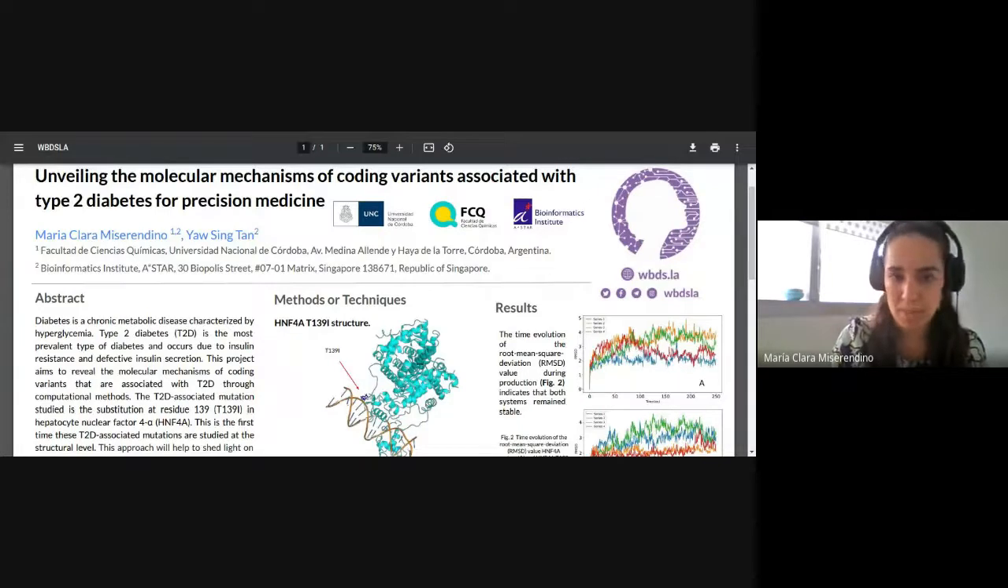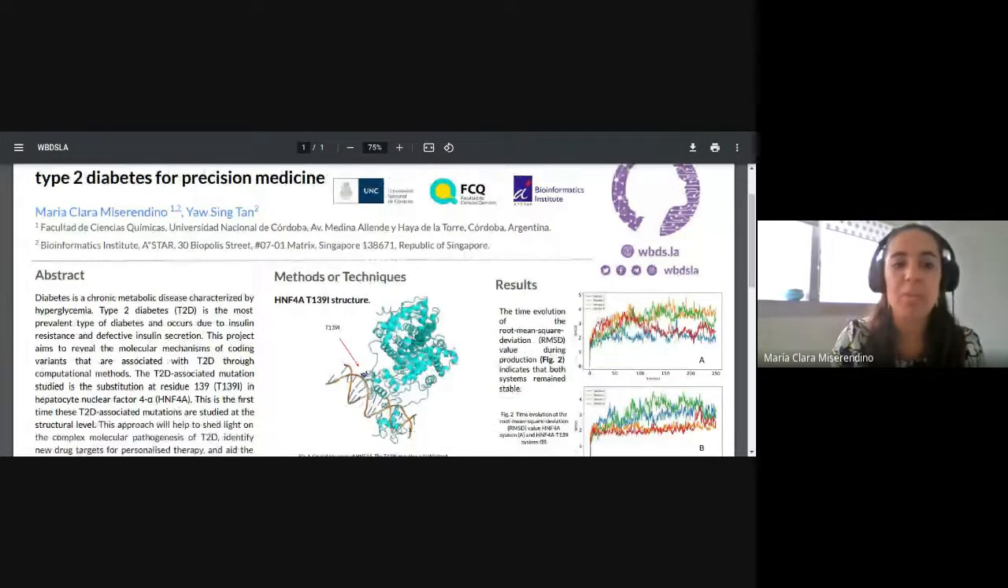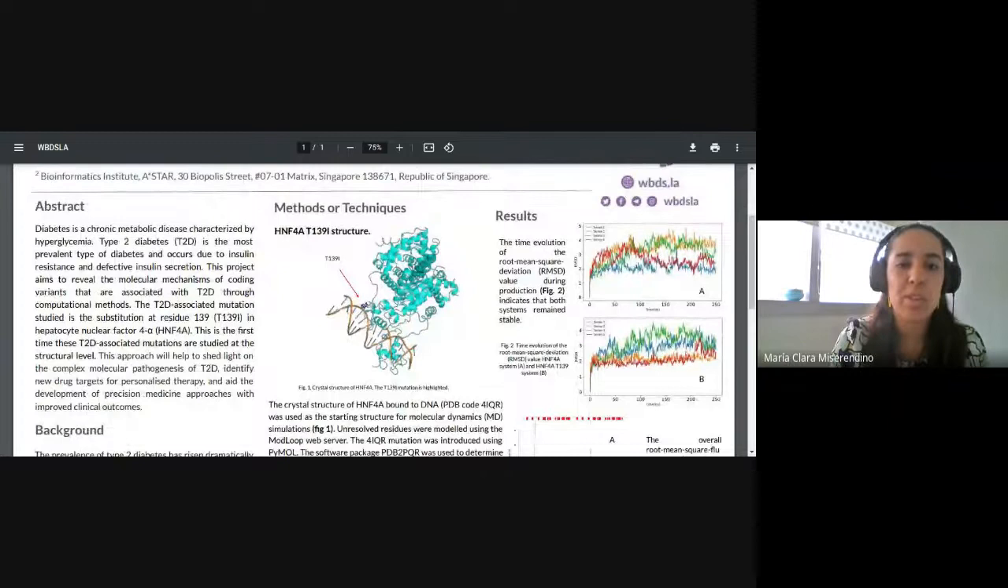through computational methods. Specifically, we are studying the type 2 diabetes associated mutation at residue 139 in the hepatocyte nuclear factor 4 alpha. This approach will help to shed light on the complex molecular pathogenesis of type 2 diabetes, identify new drug targets for personalized therapy, and the development of precision medicine approaches with improved clinical outcomes.